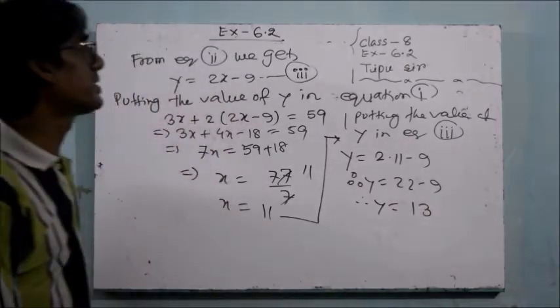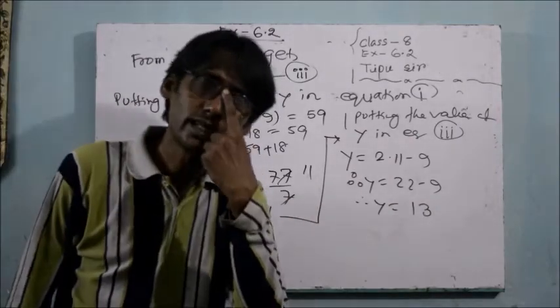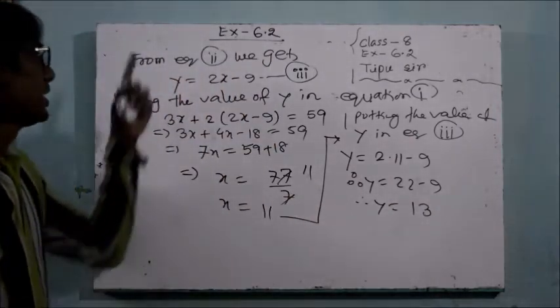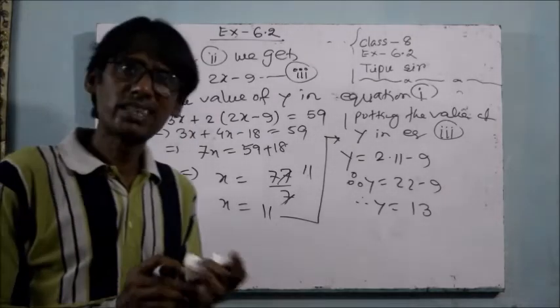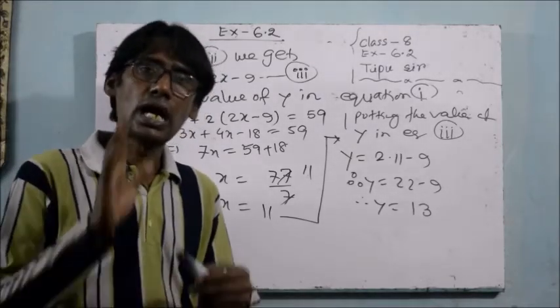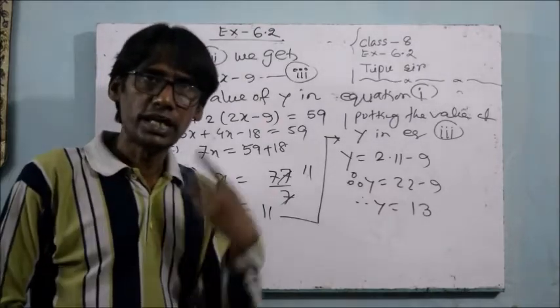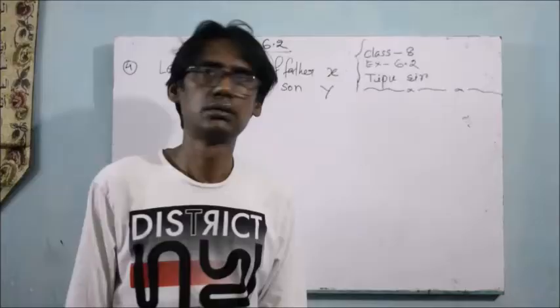So one number is 11 and the other number is 13. So dear students, in this way I solve math number 3. And later on I will solve the rest of the math from your textbook.